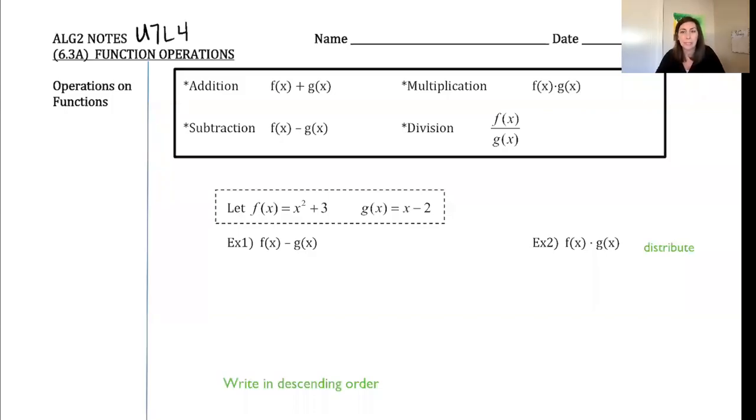We are starting lesson 4, which is function operations and also composition of functions. On your notes here, it says 6.3a. So this is section 3 of chapter 6 in your textbook. If you want more information, you can always look there.